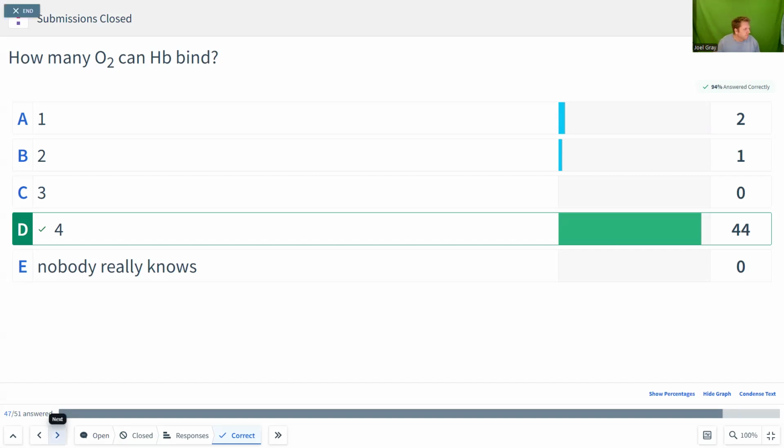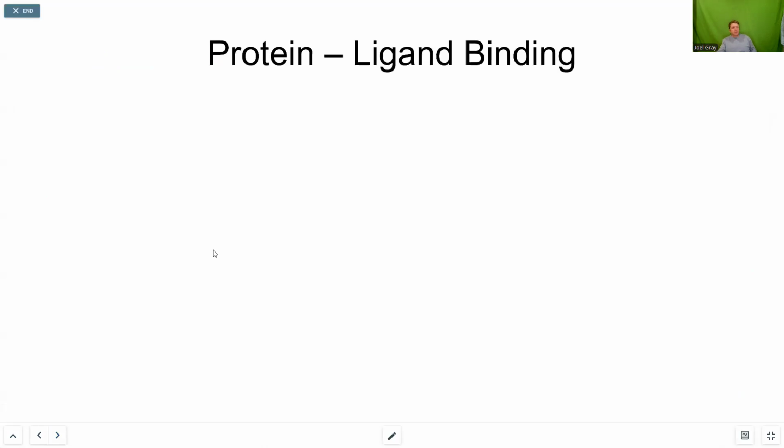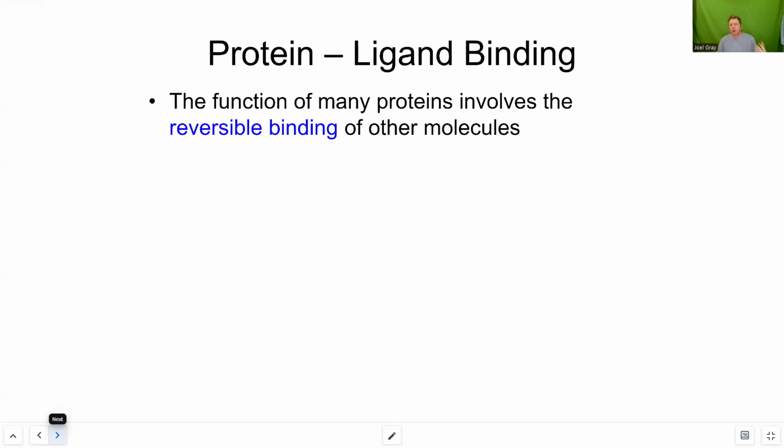Okay, now here we go. So this is a little bit of a refresher. Protein ligand binding. I mentioned this before our last test, that hemoglobin binding to oxygen and myoglobin binding to oxygen are just models. It's a great model because everyone cares about hemoglobin, but also it's a simple model and it illustrates the differences between proteins that bind one substrate or ligand, and proteins that can bind multiple, and the implications of that.